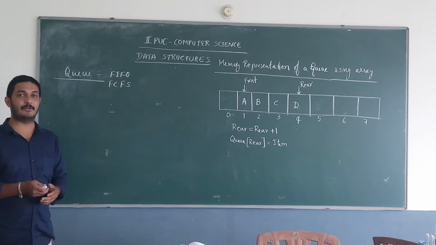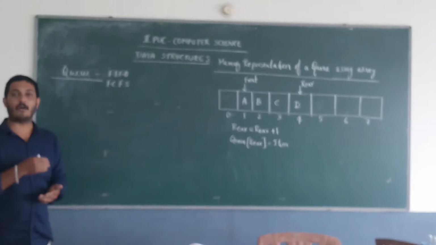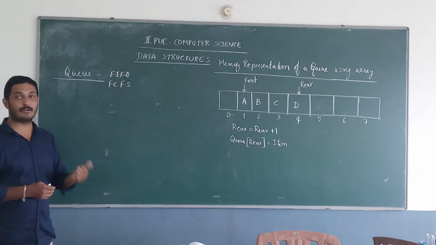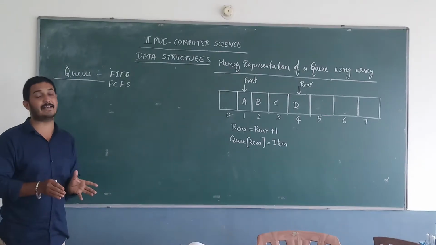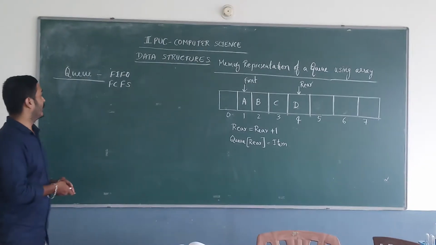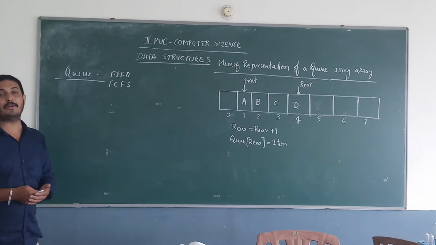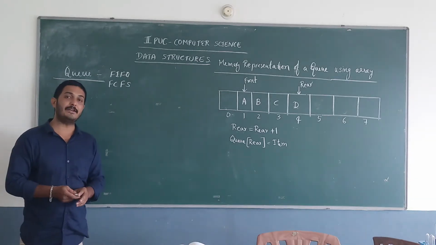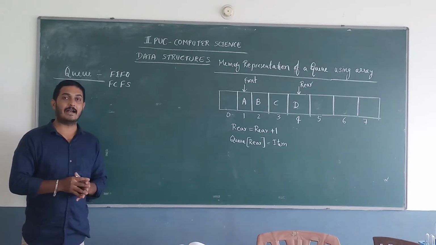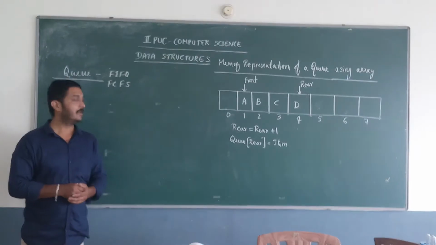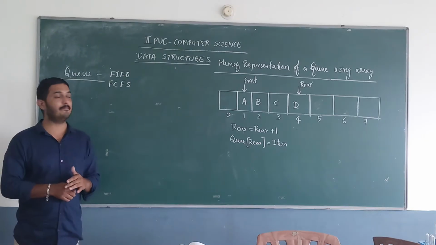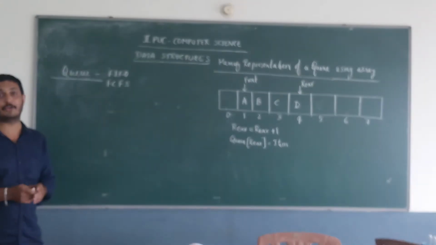The second one is circular Queue. Under circular Queue, all the nodes or all the elements are in circular fashion, or are treated as being in a circular Queue. The third one is priority Queue. Under priority Queue, all the elements have some preset priority order, and according to that, insertion or deletion may happen. And the fourth one is double Queue, or double-ended Queue.